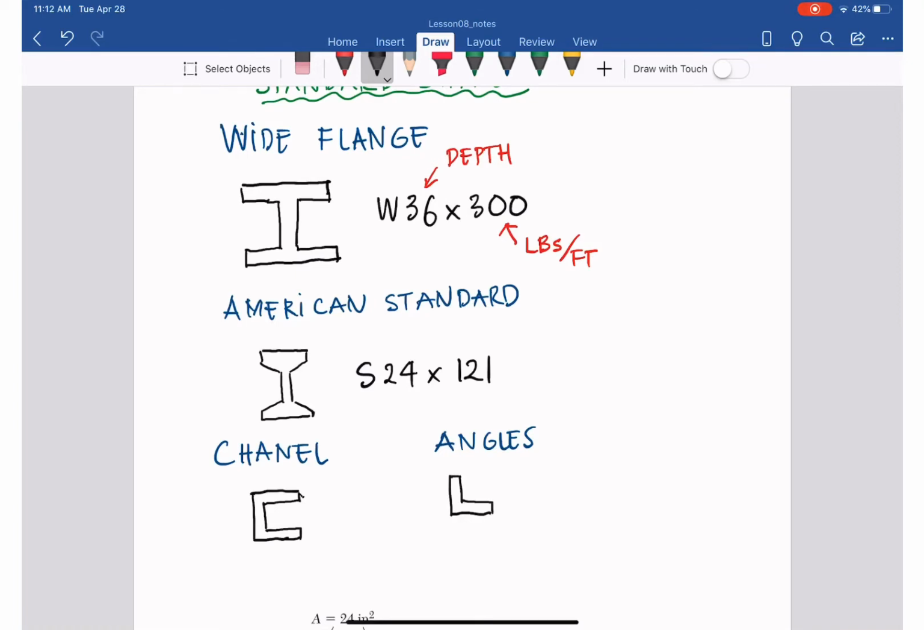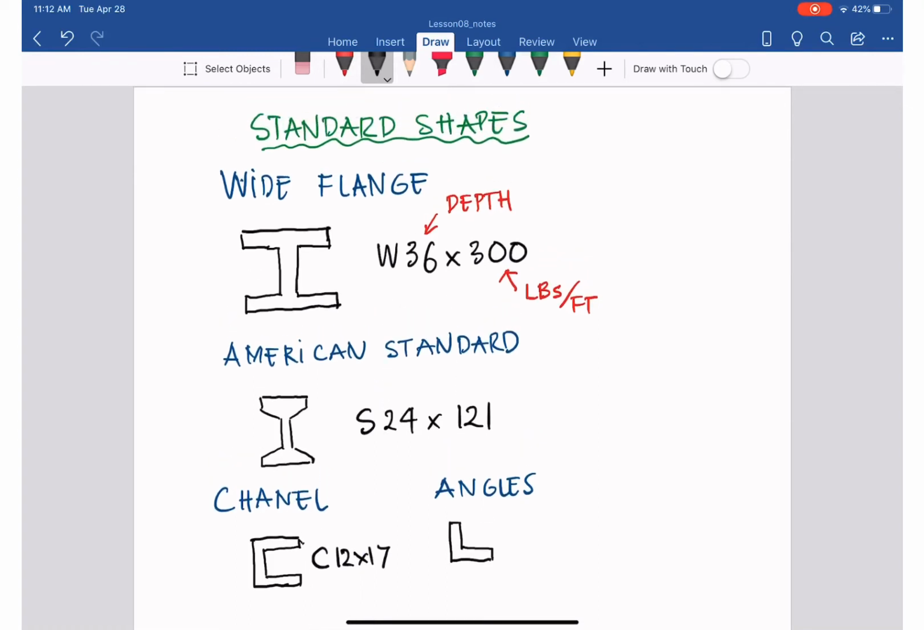And channel starts with the C, for example, C12 by 75. So 12 stands for the nominal height or depth, and 75 stands for the pounds per linear foot. And then the angle has an L at the start. And then it will be 5 by 4 by half. So there are more parameters in the angles. So what is that? Here, the first two are the size.